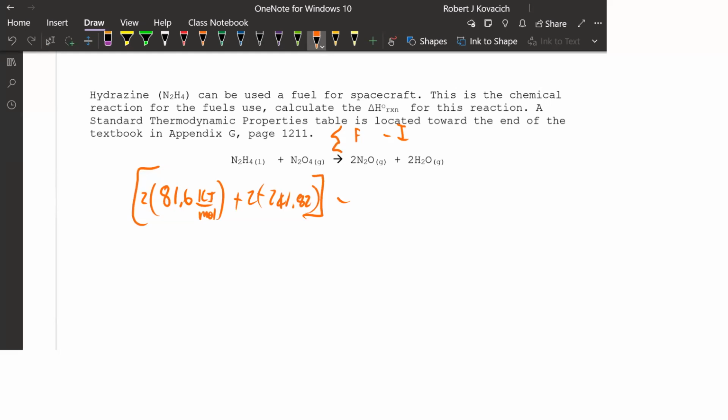Got to make sure you get it as a liquid. So that's 50.63. Sorry, I should have written kilojoules per mole for the other one there. So it's supposed to say kilojoules per mole right there.